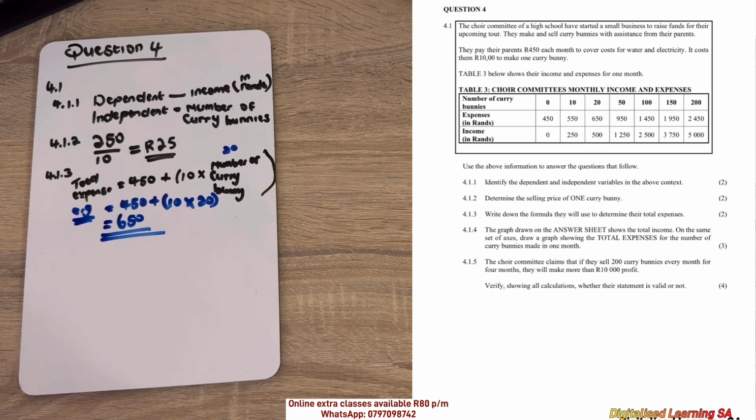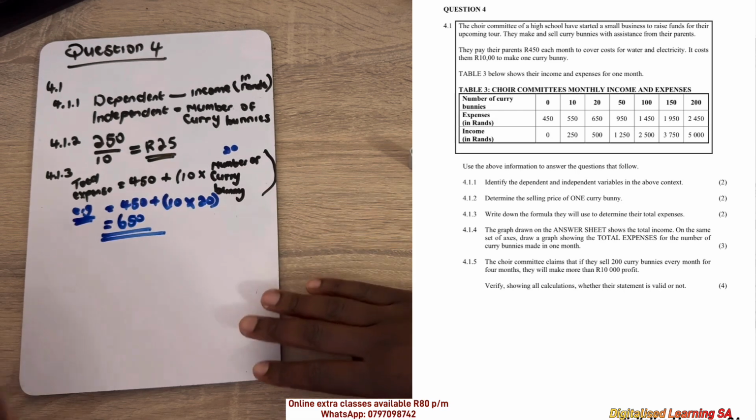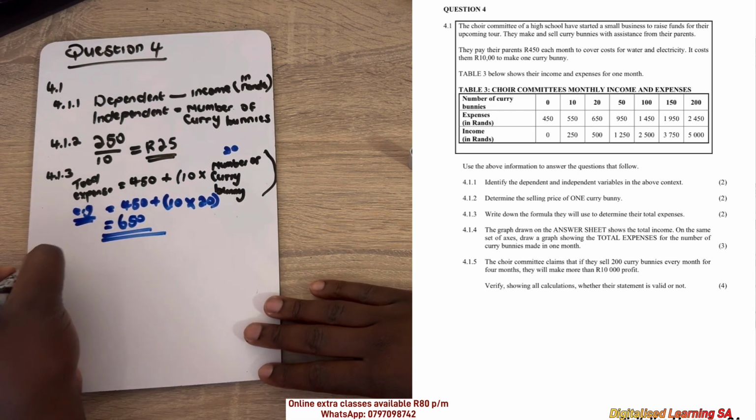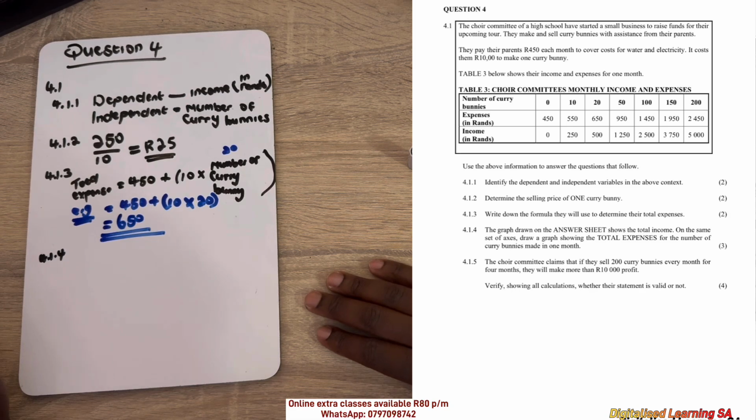Let's go ahead and start working on it. So this will be question 4.1.4. Question 4.1.4 says that the graph drawn on the answer sheet shows the total income on the same set of axes, and we are told to draw a graph showing the total expenses for the number of carry bunnies made in 1 month.